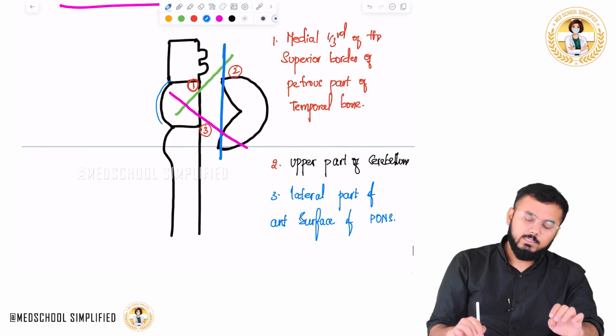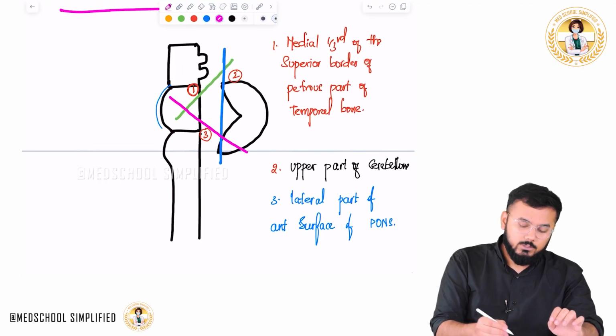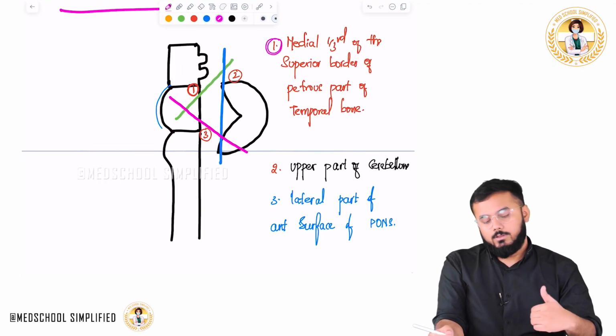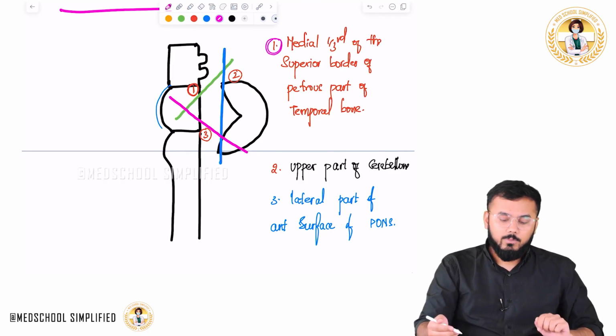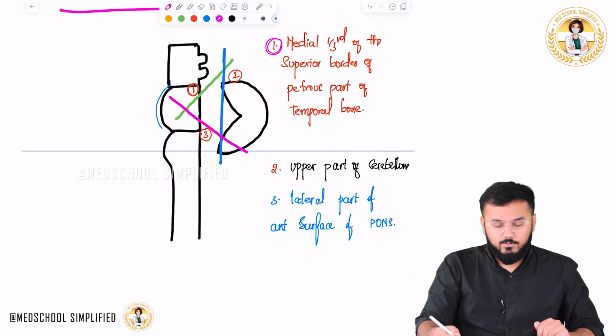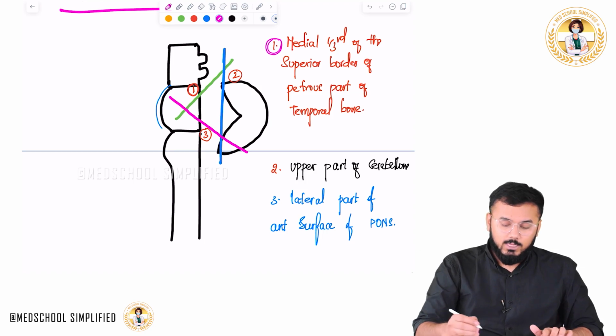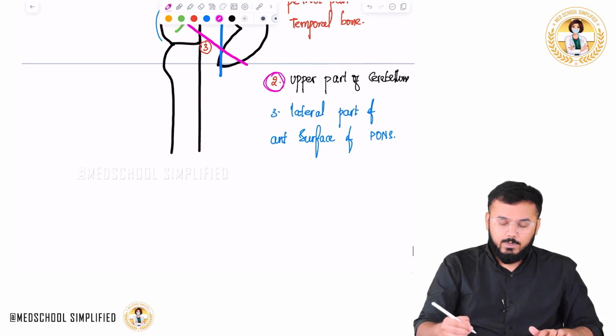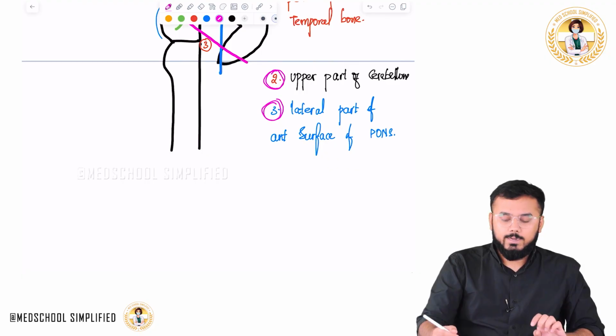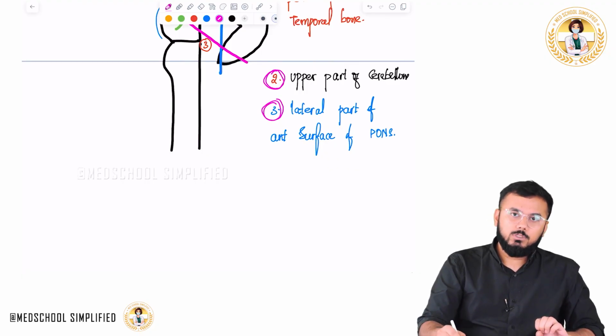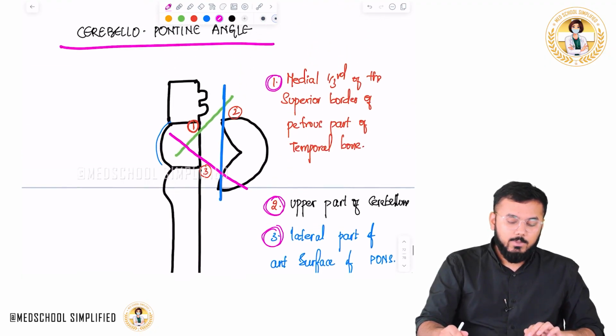So how many important things are there? There are 3 important things. The first is the medial 1/3 of the superior border of the petrous part of the temporal bone. Second is the upper part of the cerebellum, and the third one is the lateral part of the anterior surface of the pons. So you know what the cerebellopontine angle is.